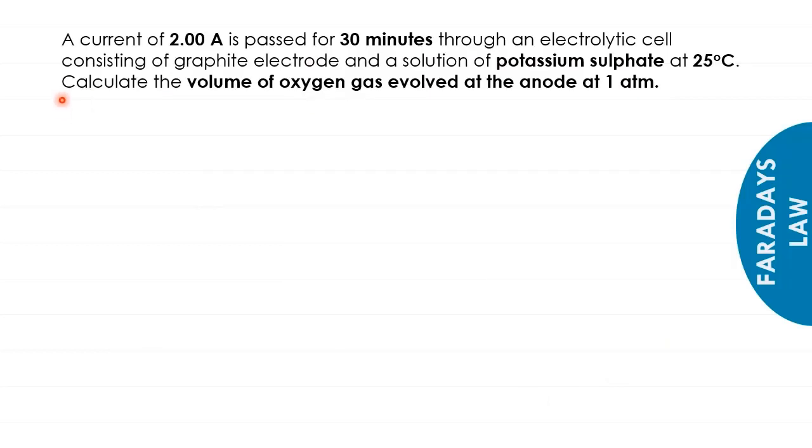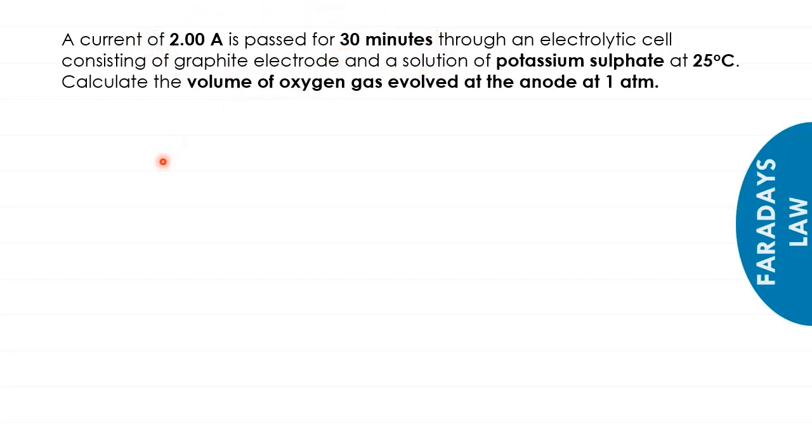Let's try to solve this problem regarding Faraday's first law of electrolysis. A current of 2.00 amp is passed for 30 minutes through an electrolytic cell consisting of graphite electrodes and a solution of potassium sulphate at 25 degrees C. Calculate the volume of oxygen gas evolved at the anode. So you're given a current of 2 amp and also a time of 30 minutes, so you can simply find the electrical charge for the whole reaction.